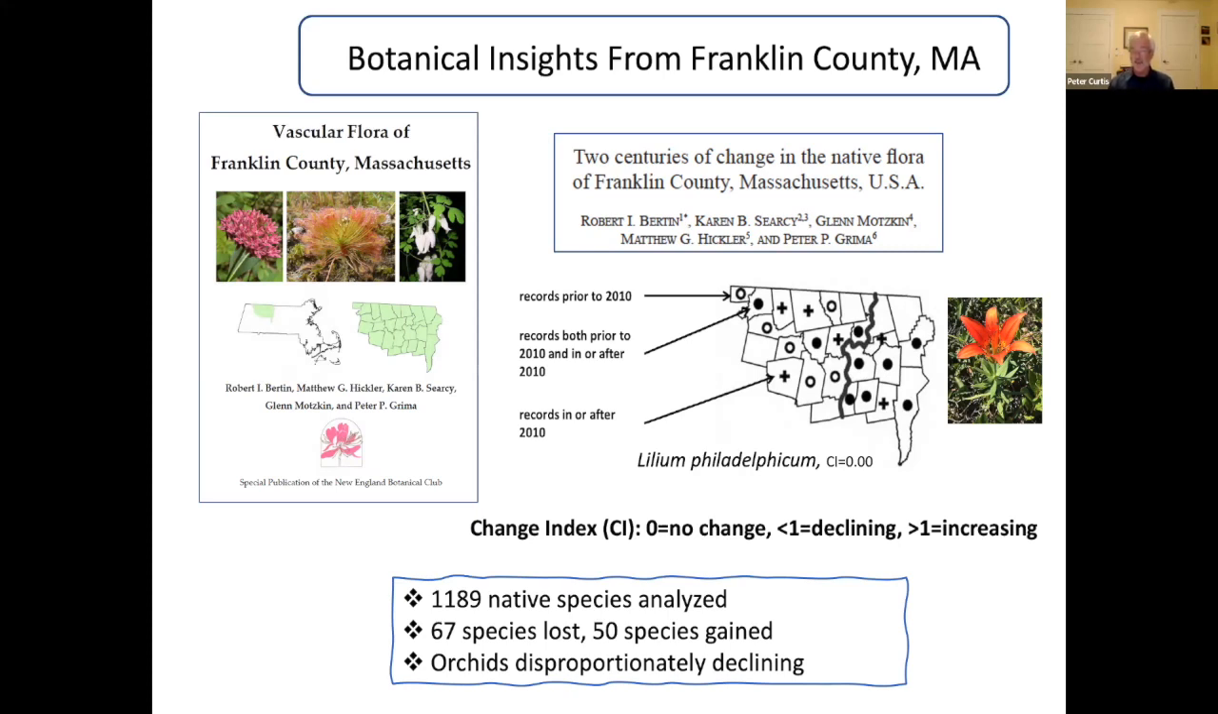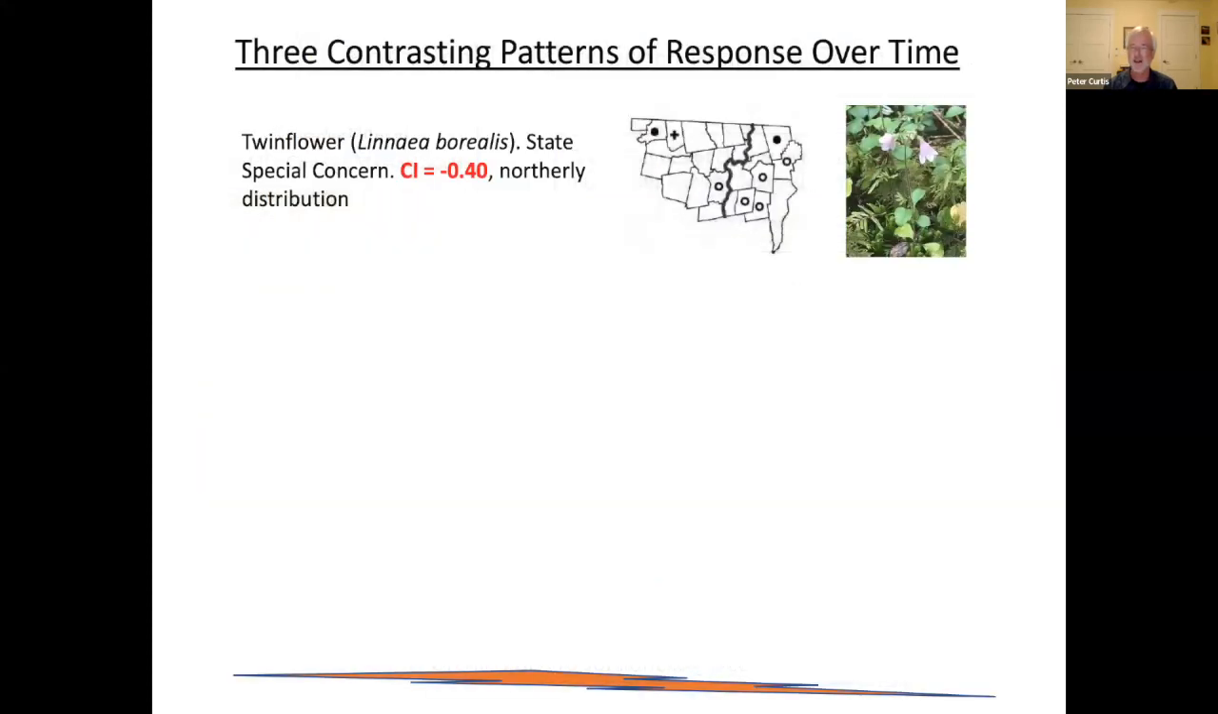And one of the groups that is quite clearly disproportionately declining are orchids. And I was wanting to look at orchids towards the end of the talk. So that's overall, but I'd like to examine some of these patterns of responses that I think illustrate what's going on with climate change, or perhaps not. So I want to just highlight 3 different contrasting patterns that Burton and his colleagues found as they looked at this flora in Franklin County.